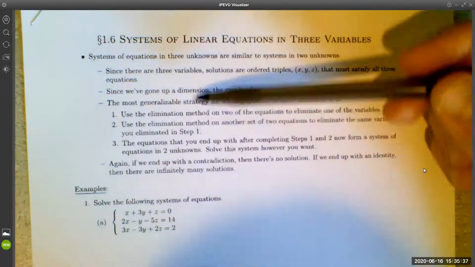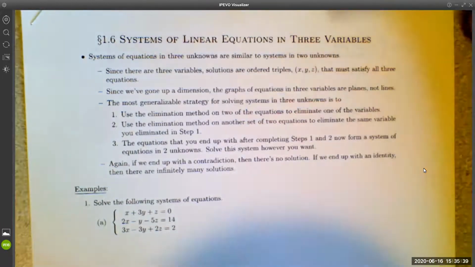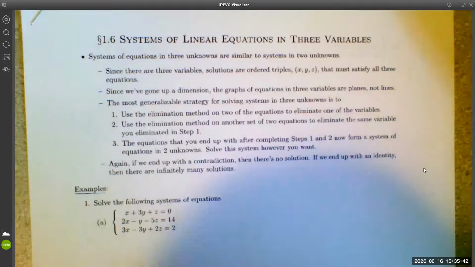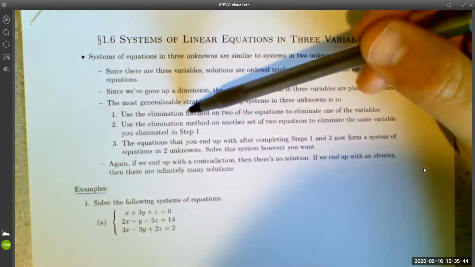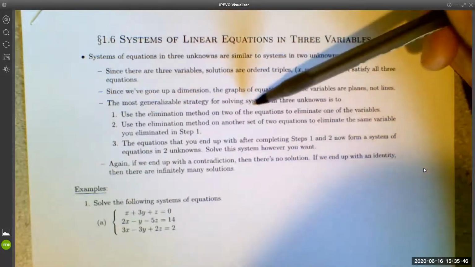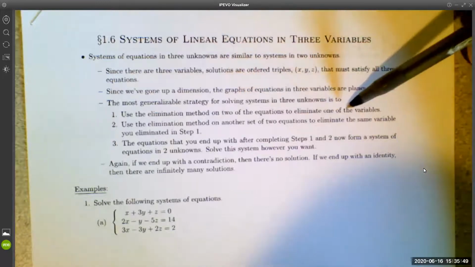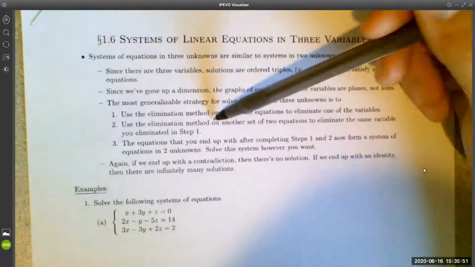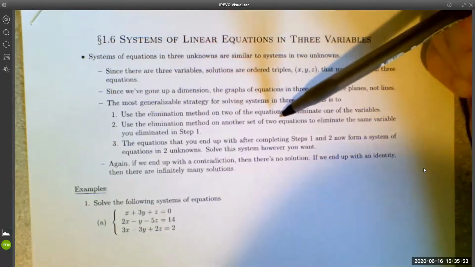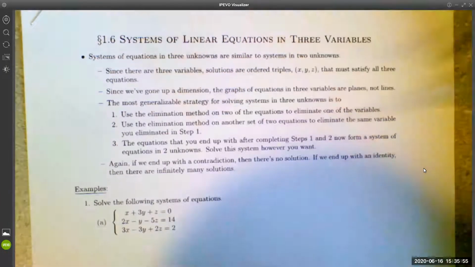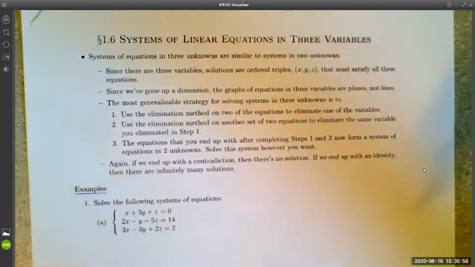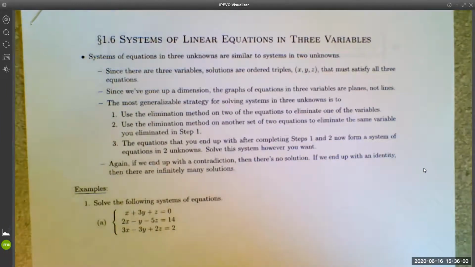The method that I'm going to use for solving systems with 3 equations with 3 unknowns is I'm going to use the elimination method on 2 of the equations to eliminate one of the variables. Then I'm going to use the elimination method again on a different set of 2 equations to eliminate the same variable that I eliminated in step 1. Once I've done that, the system I'm left with will be a system of 2 equations with 2 unknowns. And then I can just solve that using the methods that we talked about in section 1.5.